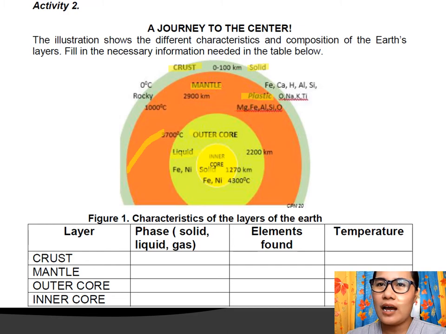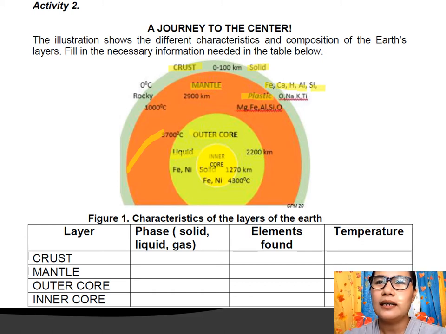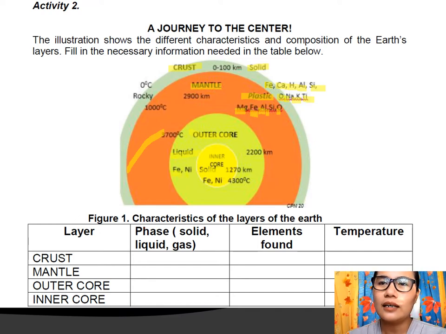Elements found: in the crust, there is iron, calcium, hydrogen, aluminum, silicon. In the mantle, the orange layer, there is oxygen, sodium, potassium. Then in the mantle, the orange layer, there is also magnesium, iron, aluminum, silicon, oxygen. In the outer core, there are two elements found, iron and nickel. In the inner core, there are also only two elements, iron and nickel steel.